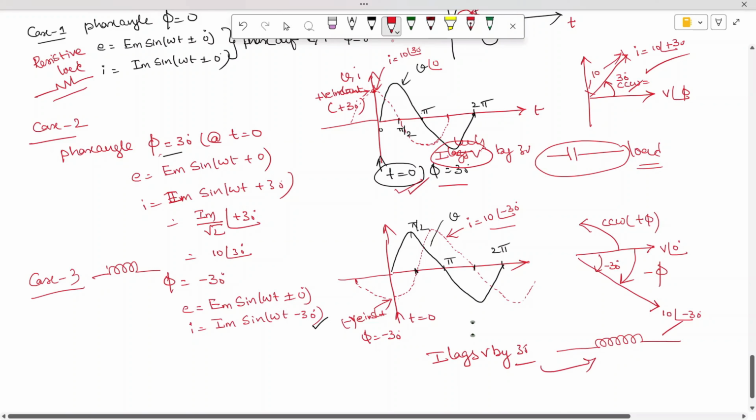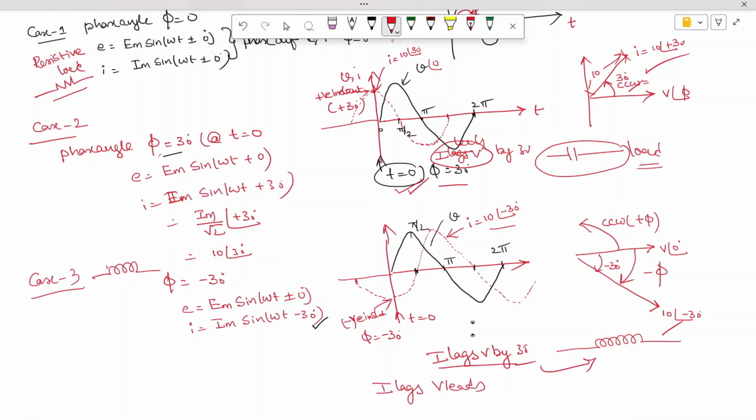You can understand it better as: current lags, voltage leads. Why? Because current is lagging. It has already started somewhere else, and voltage is leading, therefore current lags voltage by an angle of 30 degrees. That's what we have written here. But here, sorry, current is leading, so the initial current has already started. That's how to understand the three cases of phase angle.